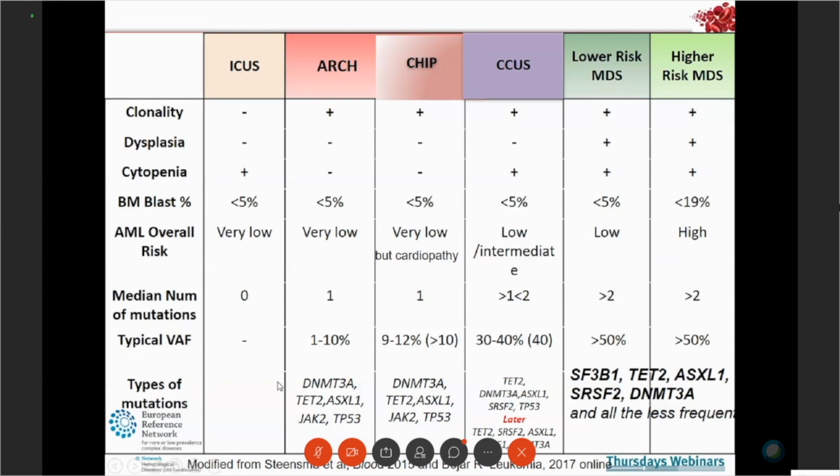As you see here, DNMT3A and TET2 in ARCH and CHIP, the age-related clonal hematopoiesis, have a low variant allele frequency. When we do have a driver mutation for a leukemia or an MDS, you see that the variant allele frequency is pretty high, from 40 to more than 50%. So that's the way you normally distinguish the age-related from the really MDS-related. So in age-related, the variant allele frequency, the VAF, is pretty small. It's around 10%.